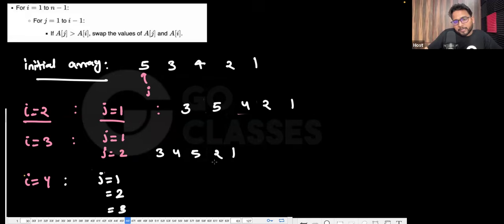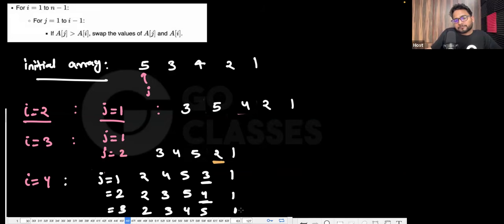Now you will be basically comparing every element with this 2. Since this is greater, you will be just swapping. So it will be 2, 4, 5, 3, 1. Now you will be comparing every element with 3. Since this 4 is greater, you will be again swapping. So it is 2, 3, 5, 4, 1. And then this 5 is also greater, so you will be again swapping, right? So finally you got this, right?